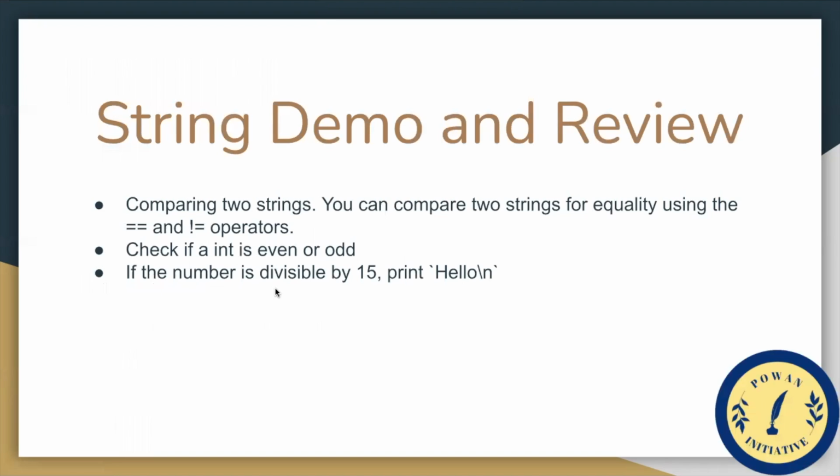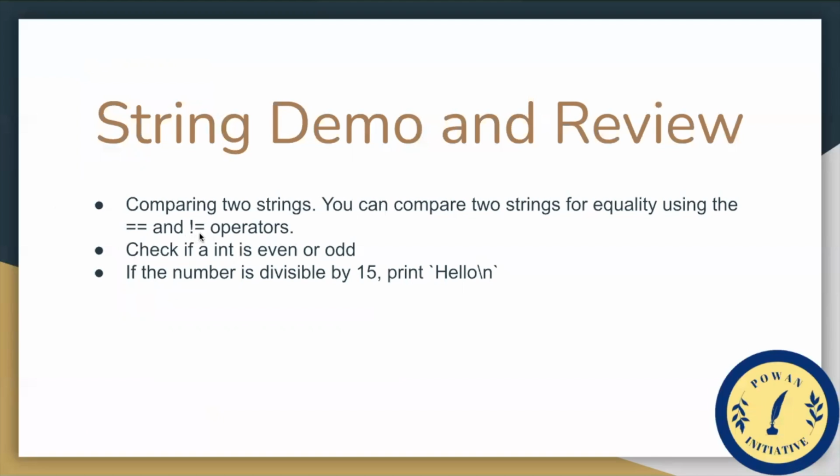Right now, let's do a holistic string demo and review. So we're going to compare two strings, and you can compare these two strings for equality using the two equal signs, which represent the fact that you're checking for both sides to be equal, both contents of the strings to be equal. And you can use these for ints or any data type. So these equal sign and these not equal sign operators, they are very helpful when you're trying to do calculations and when you're trying to test things out.